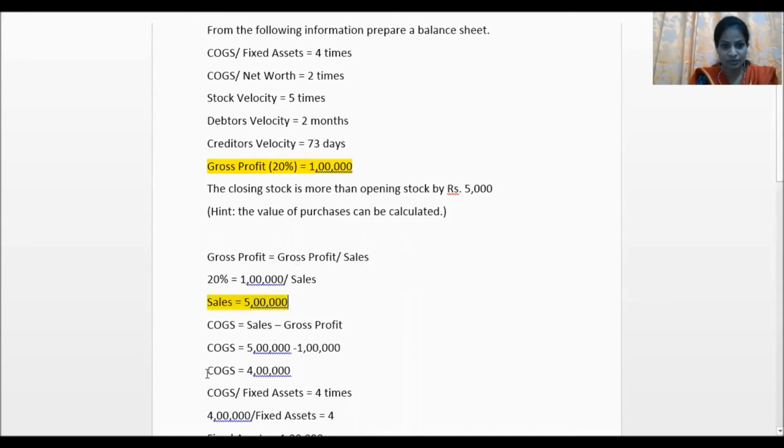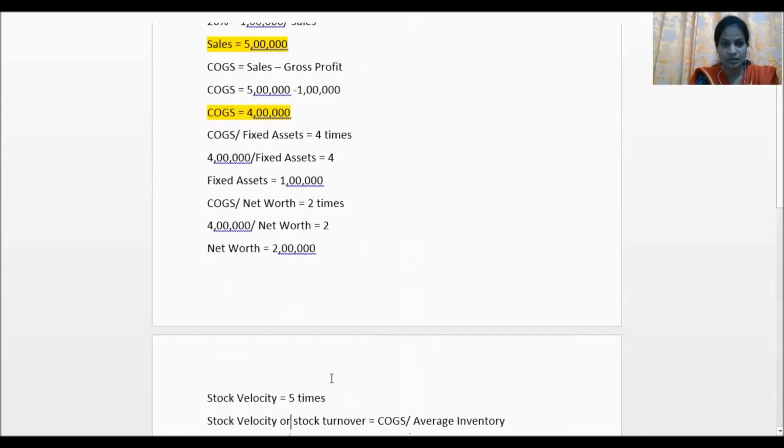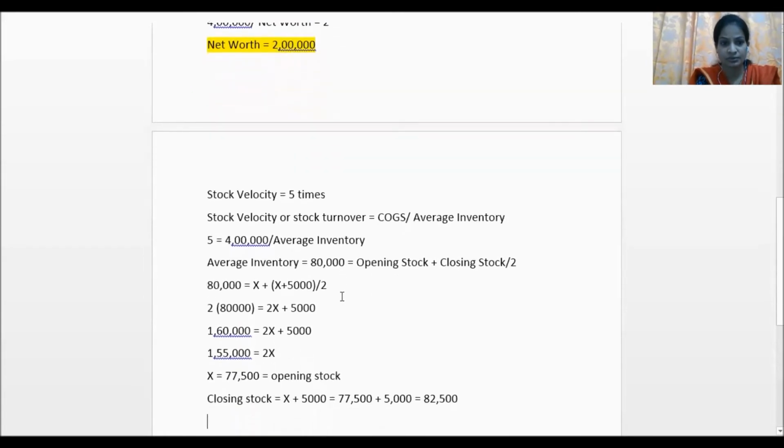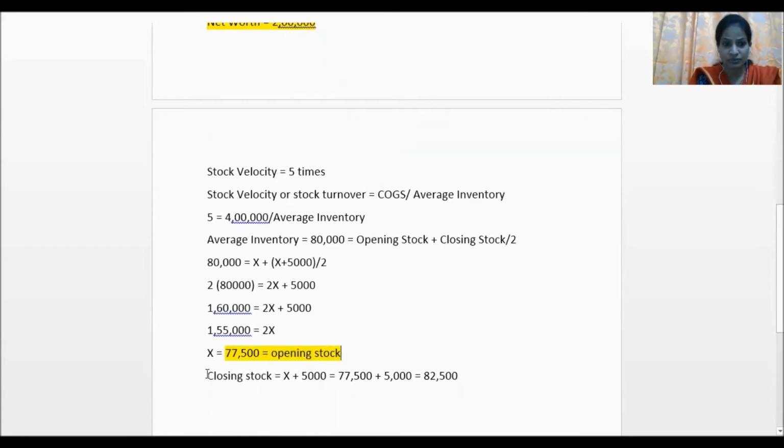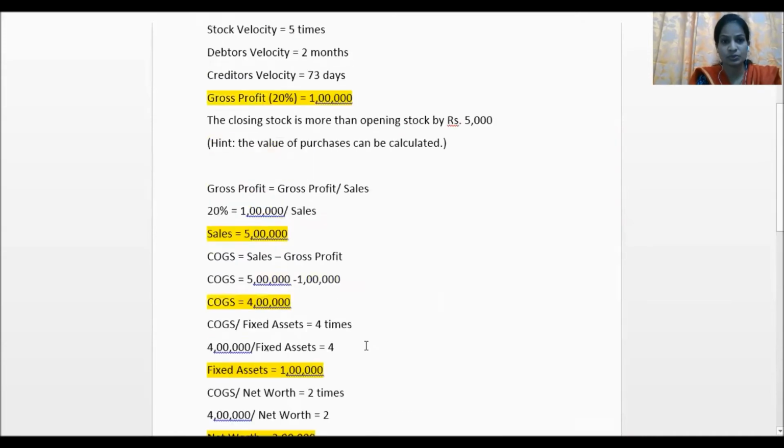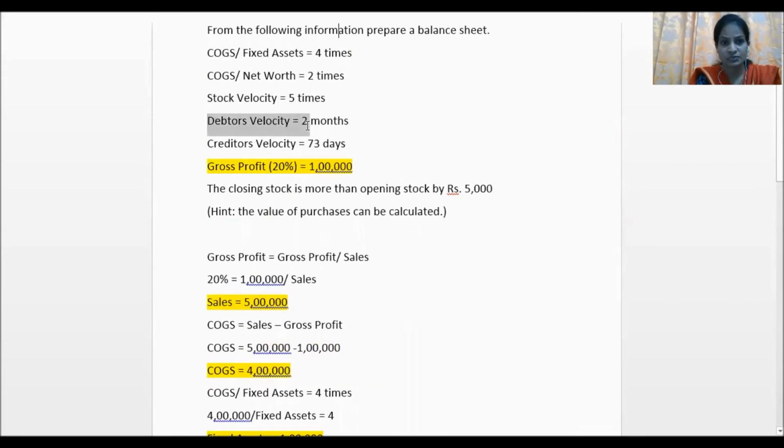Now what all amounts you have got: you already had gross profit, you found out sales, then cost of goods sold, then fixed assets, then net worth, then opening stock, then closing stock. Now check what else we can find out. Go to the details. Debtors velocity is again given in months. Since it is given in months and not in times, debtors velocity may be the debtors collection time.